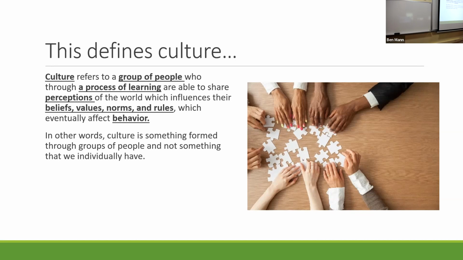We understand the world in a certain way based on how we have been raised and the things that we come to understand about our own existence. And then this influences beliefs, values, norms, and rules, which we'll break down in just a second, that eventually affect our behavior, right? How we communicate with each other, both verbally and non-verbally, well, that's through the process of culture and the ways that we have become members of different cultures and groups.